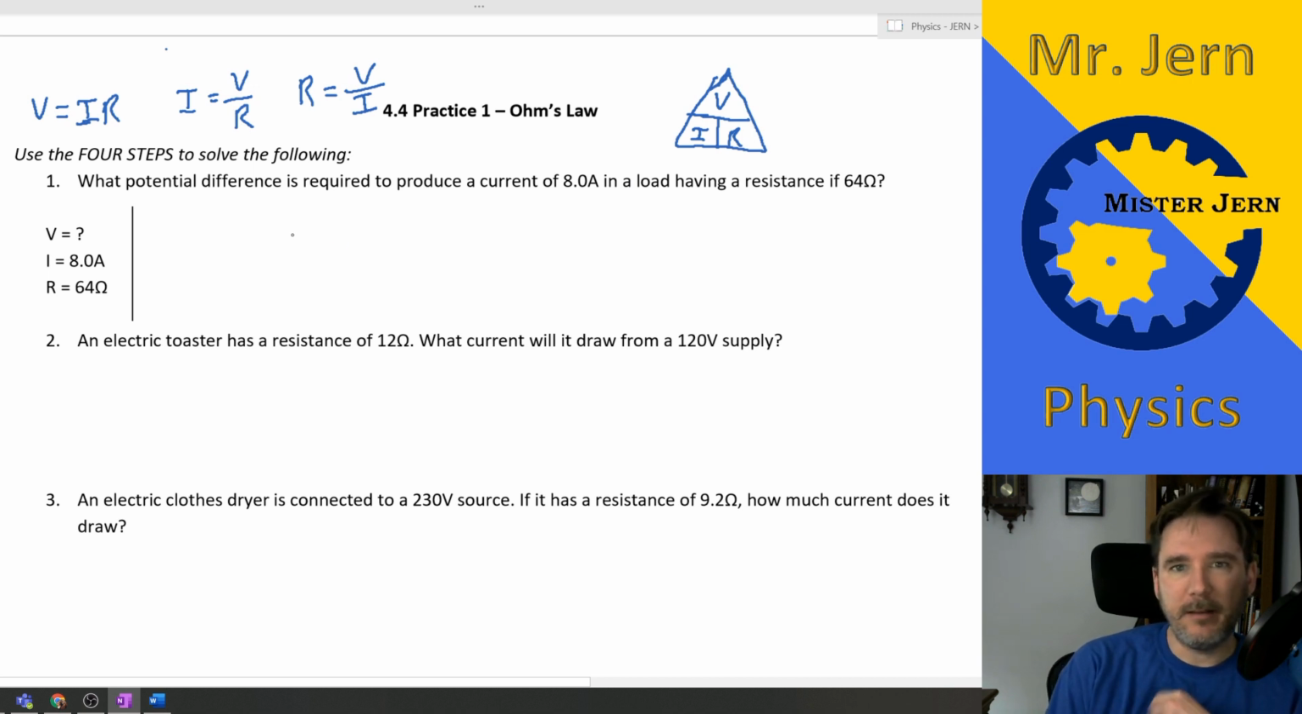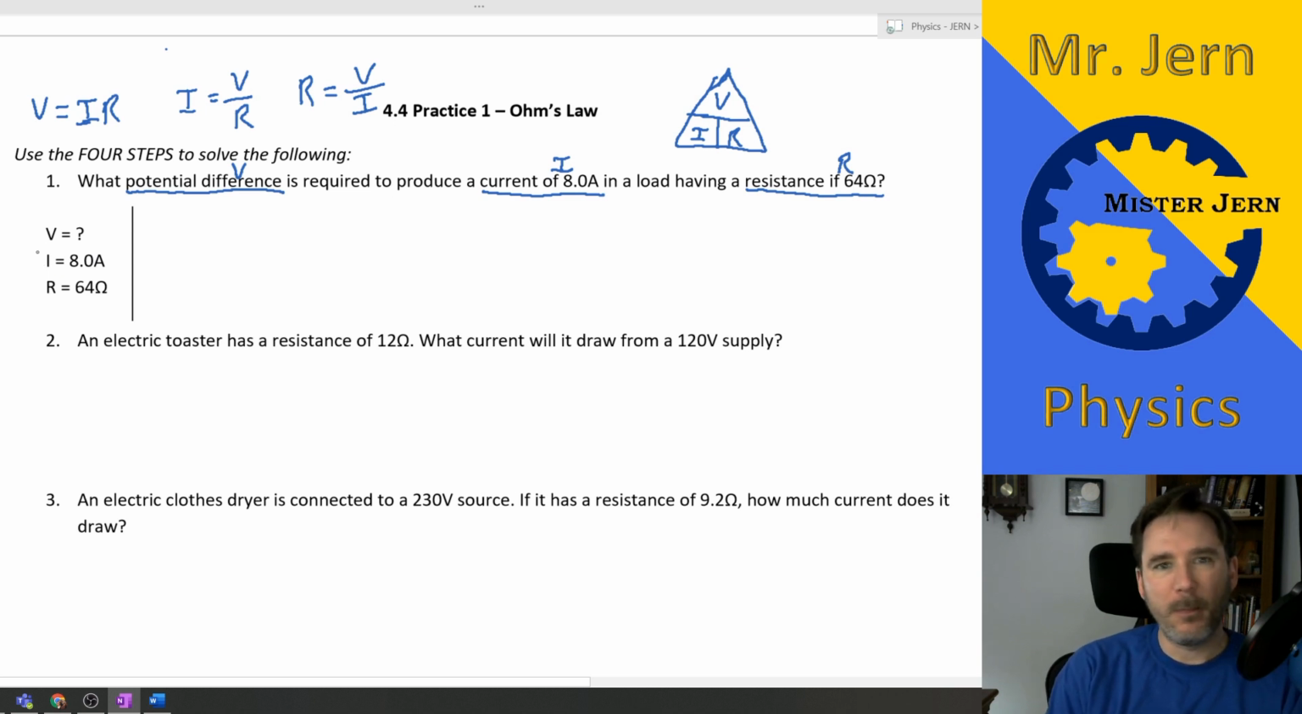Looking at the questions here, we want to know the potential difference. Potential difference is the correct term for what voltage is, so we want to find voltage. We have a current of 8 amps, so that's our current, I. And our resistance is 64 ohms. I already have that set up for you. We're trying to find voltage, and we have current and resistance. So which equation do we use?